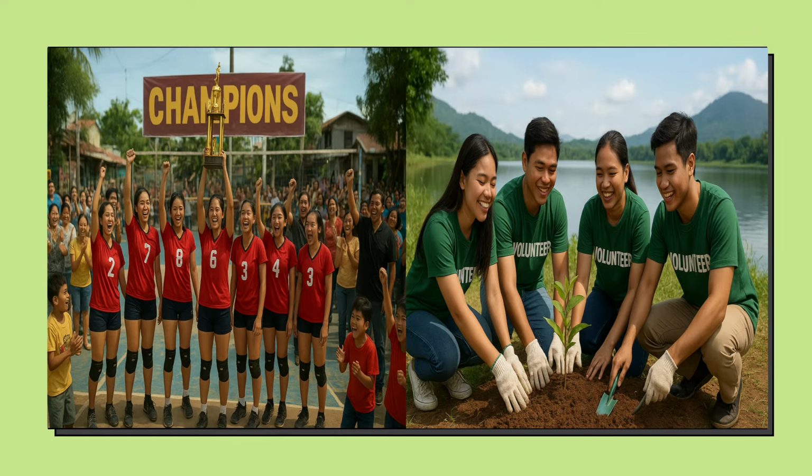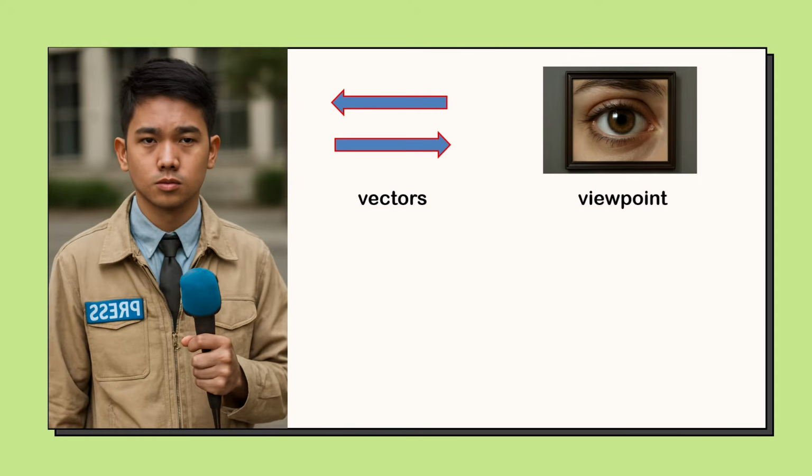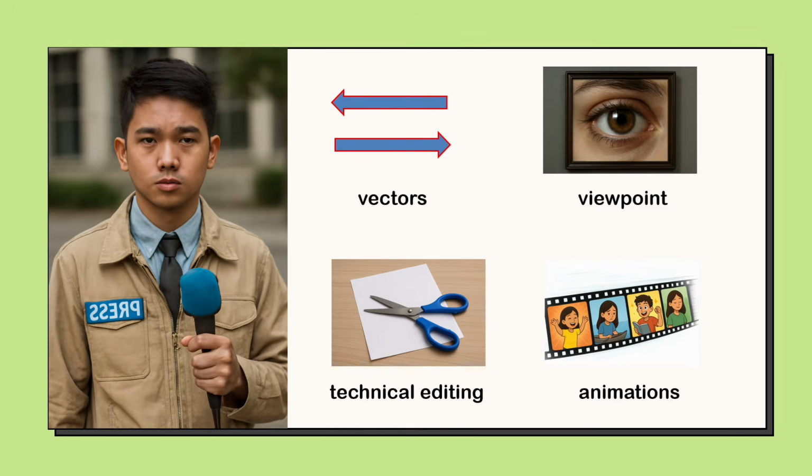Today, we are going to look at how journalists use visuals, vectors, viewpoint, technical editing, and animations to tell us stories and make us feel connected to what's happening around us. So let's break it down and see how we can spot these elements in real news stories.